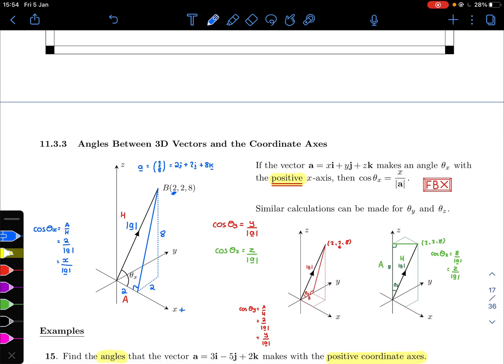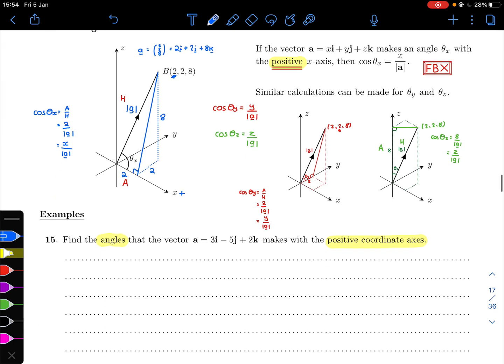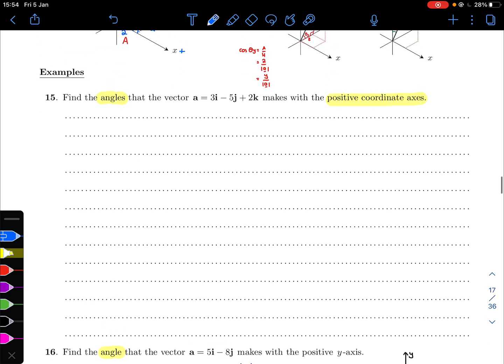So by this point now we've found the directions for vectors in 2D, and we've got a direct way of finding the direction for vectors in 3D as well. So the first example asks us to find those 3 angles, the angles that this vector here makes with the positive coordinate axes, in other words theta x, theta y and theta z.